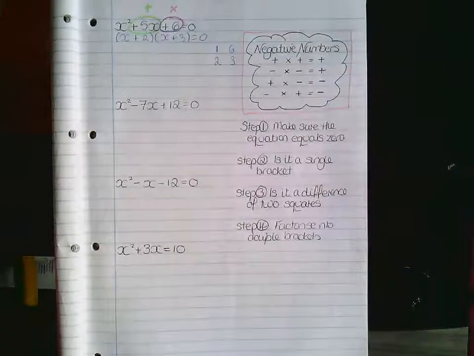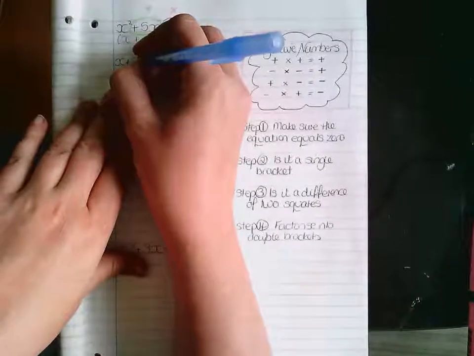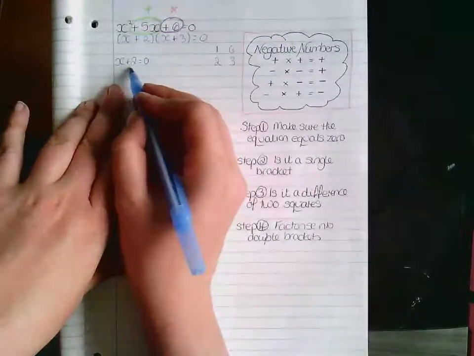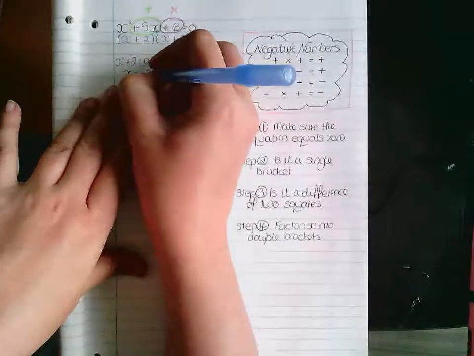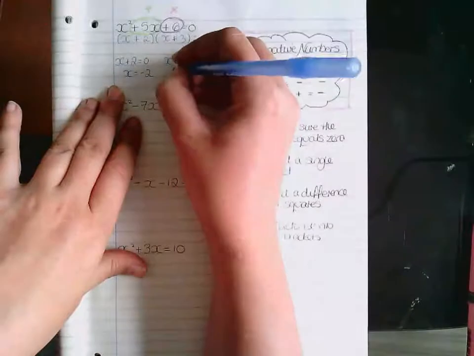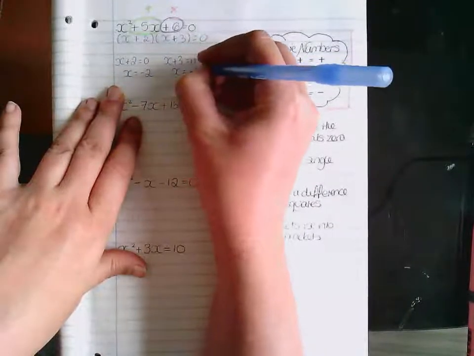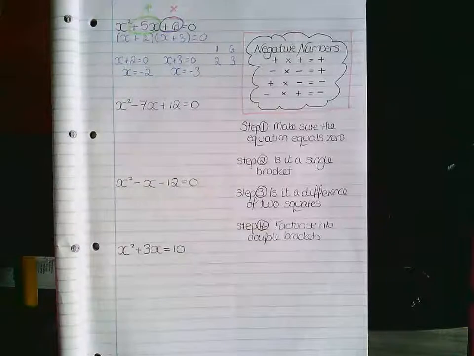Once you have them in brackets, you set each bracket equal to 0. And if x plus 2 equals 0, then x equals minus 2. And here, if x plus 3 equals 0, then x equals minus 3. So hopefully that is beginning to jog the memory. But let's do a couple more.